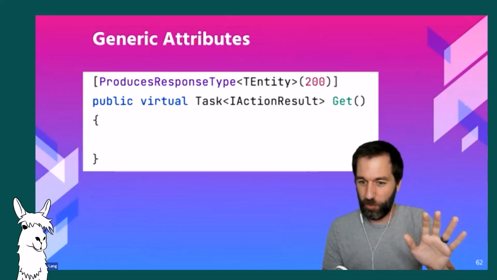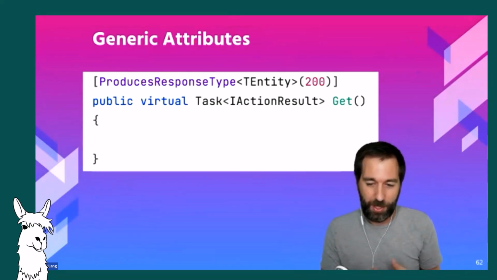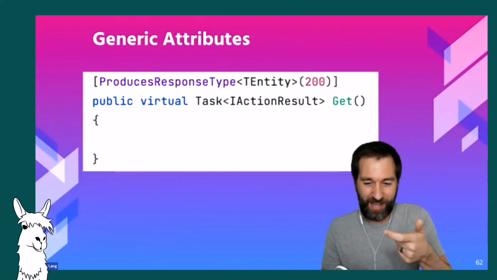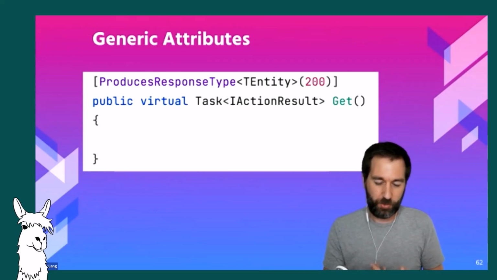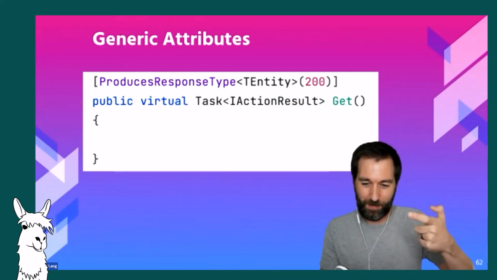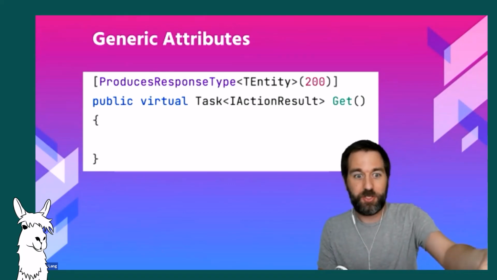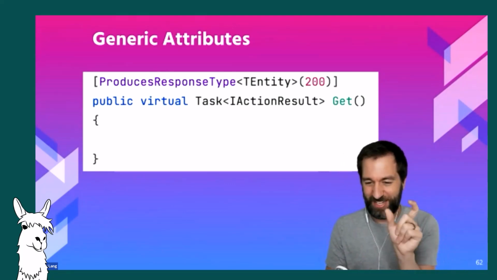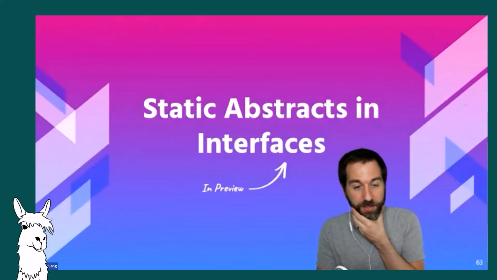It's a very wordy way of saying there's a very specific scenario that you can't do today that this would enable. But also for me, generic attributes just look nicer in lots of situations. Imagine Swashbuckle where you've got the type attribute where you say produces, in this case, produces response type. I like it as a generic argument rather than saying typeof. And then finally, the last one I want to speak about is static abstracts in interfaces.